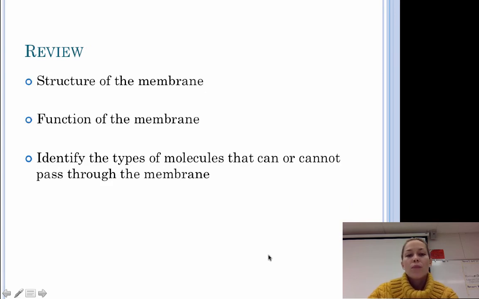So just to review, for a quiz or a test, you will need to know the structure of the membrane. Those main components of the cell membrane are the phospholipids, the proteins, and the carbohydrate chains. You need to know the 3 functions of the plasma membrane: that it is a flexible barrier that separates what's inside the cell from what's outside the cell, that it regulates or controls what enters and leaves the cell because it is semi-permeable, and that it allows for cell recognition.